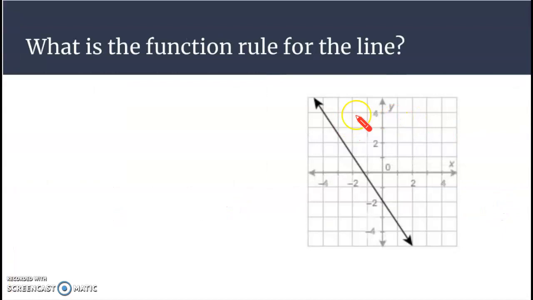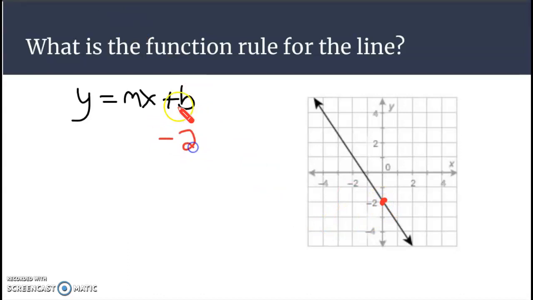Alright, and then lastly, what's the function rule for the line? Basically, another way this question could be asked is, what's the equation? Alright, so let's start out by looking at it as an equation. We're going to use y equals mx plus b as a model. The y-intercept looks to be -2, so we know that'll be our b.